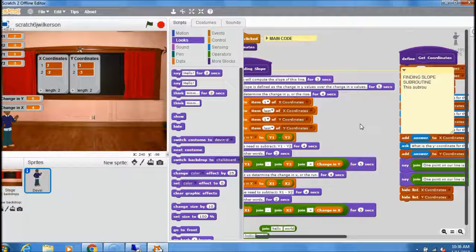This subroutine, what's the word I'm looking for? Defines, that's it. Defines the variables x1, x2, y1, y2, change in x, and change in y.